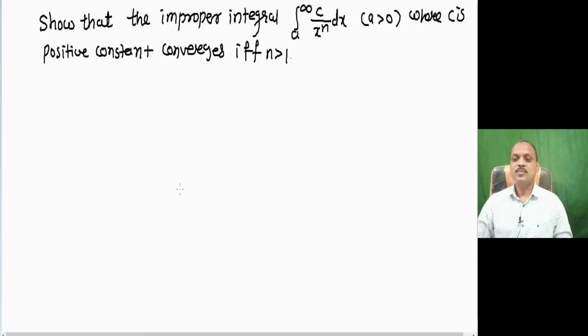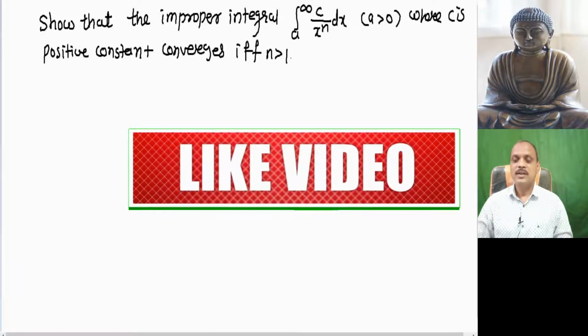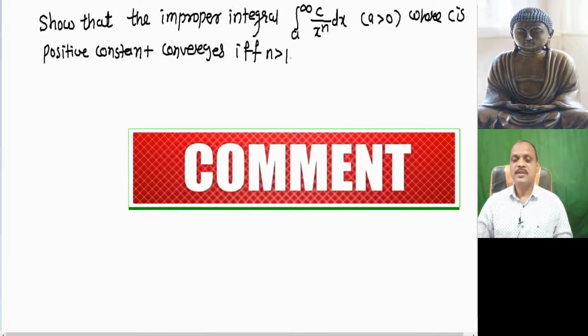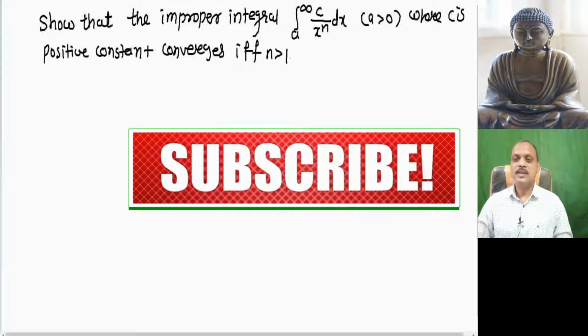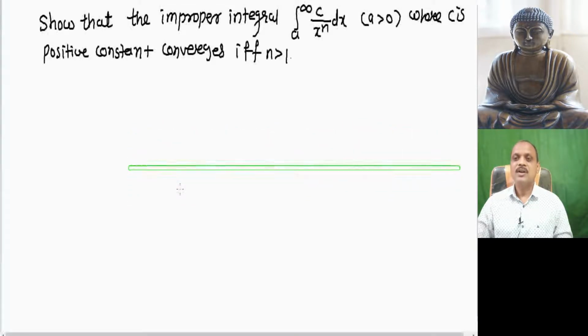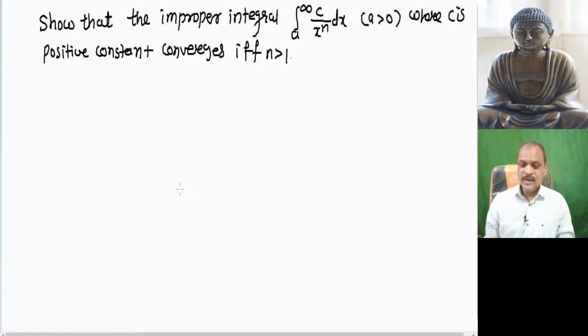Hello and welcome friends. In this new video we will discuss another important and useful comparison test of improper integrals. The improper integral of c divided by x raised to n, between the limits a to infinity, where a is greater than 0 and c is a positive constant, converges if and only if n is greater than 1. Now friends, we know that this integral converges at infinity.